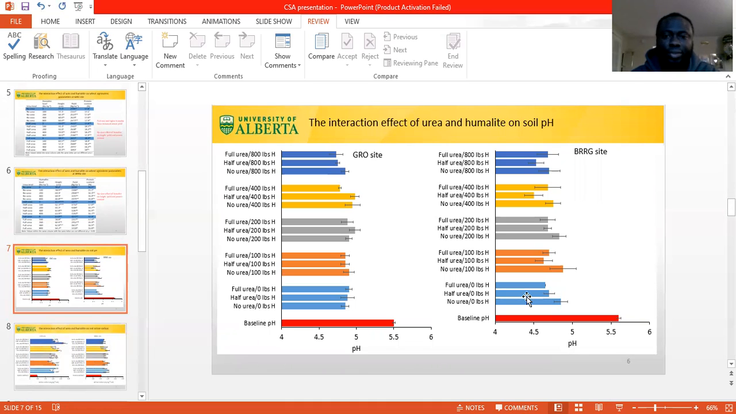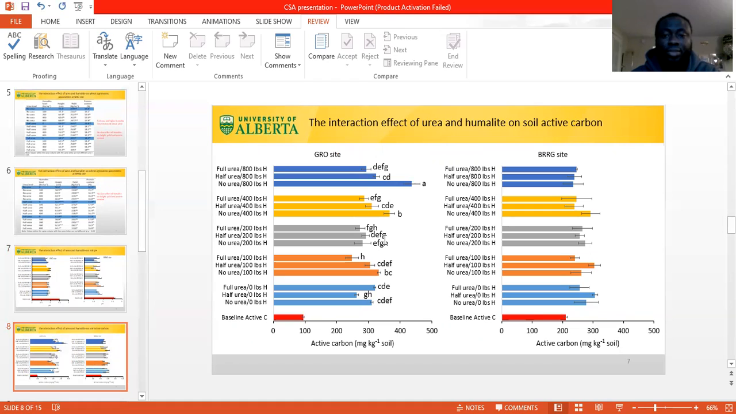This is the interaction effect of urea and humalite on soil pH at both sites, and the red bar is the baseline soil pH. As we can see, we witness a decline of soil pH across both sites. And so, surprisingly, the control, that is the no humalite and no urea, also had a drop in the pH. So in effect, we had a significant drop in the pH in all the treatments, but we didn't have any differences between the treatments.